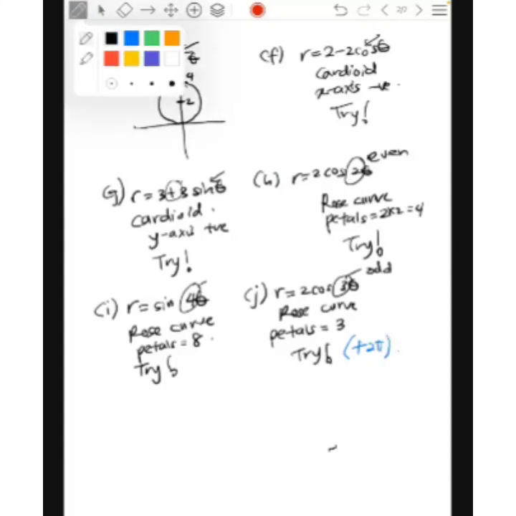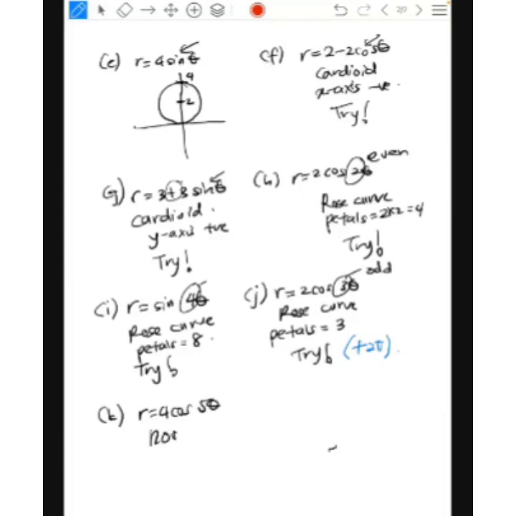Next, K: r equals 4 cos 5 theta. This is also the same, a rose curve. Petals equal 5. So try, and then you plus 2 pi for the angle. L is r equals 1 plus 2 cos theta. So it is either a cardioid or a limacon, but since 1/2 is less than 1, then you have a limacon. Where is the limacon? Cos is positive. So the limacon is on the positive x-axis.